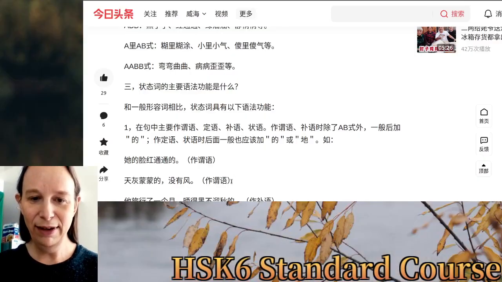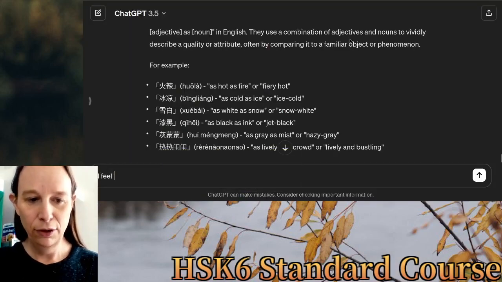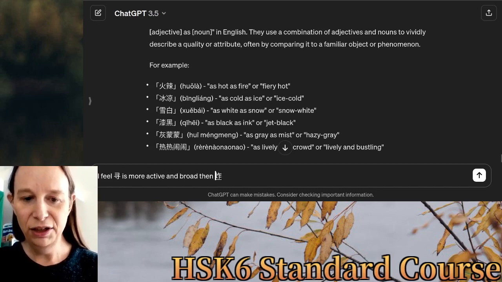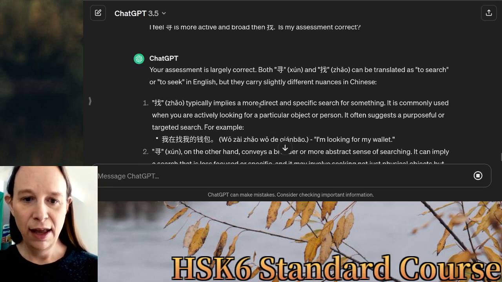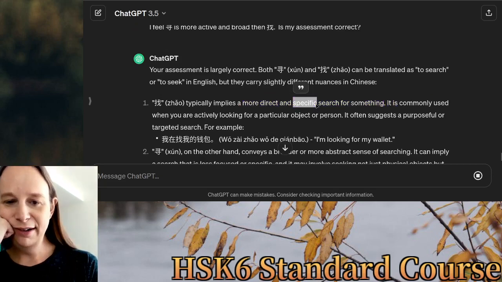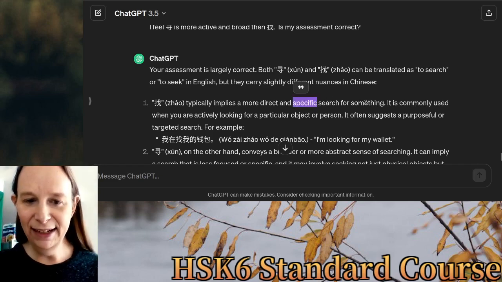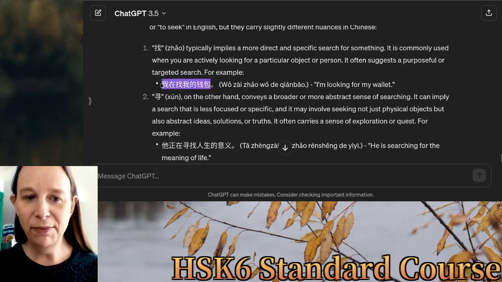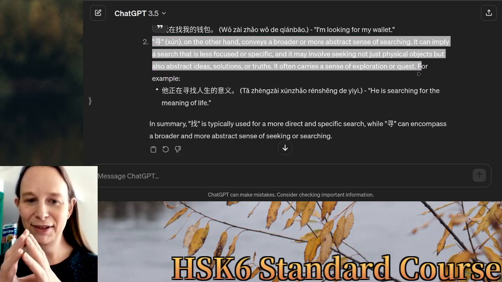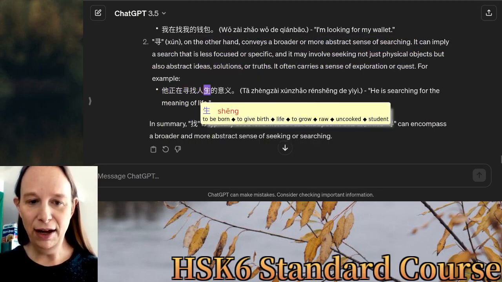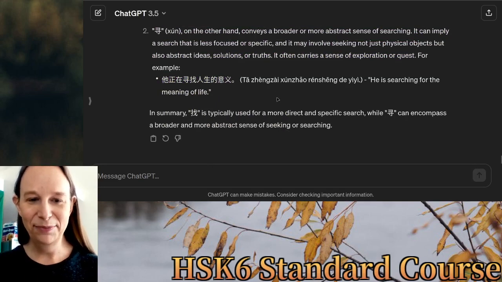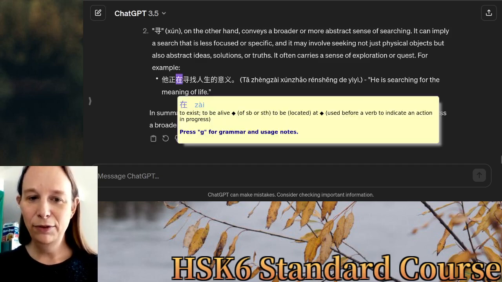Let's ask ChatGPT. Does it agree with my assessment? I feel that 寻 is more active and broad than 找. Is this assessment correct? 找: more direct, specifics. Yeah. So 找 is more specific. So you're searching for something in particular. 我在找我的钱包. I'm searching for my wallet. 寻, you're searching, but it's not like your wallet. It is searching for gold or something like that, maybe. Searching for a friend. 他正在寻找人生的意义, searching for the meaning of life. All right. That's pretty out there. So, yeah. 寻找, 寻.